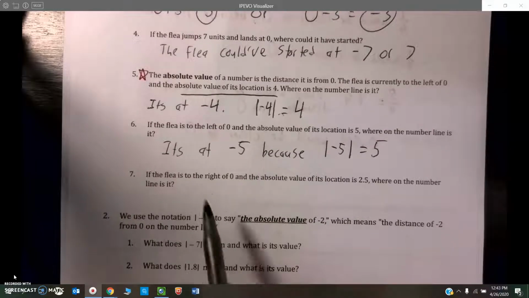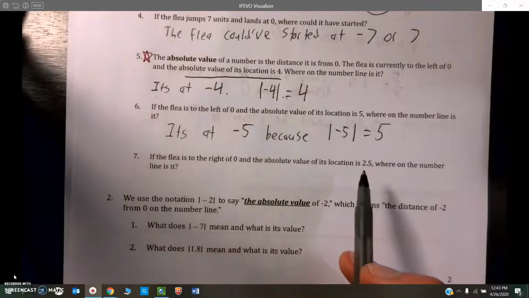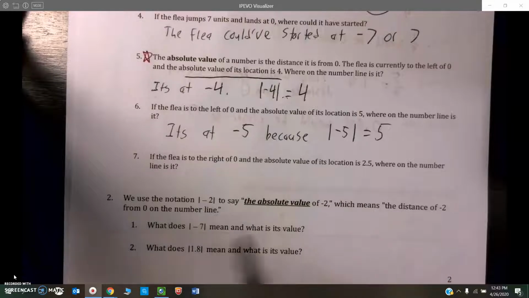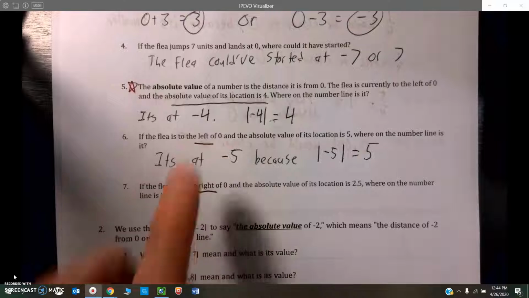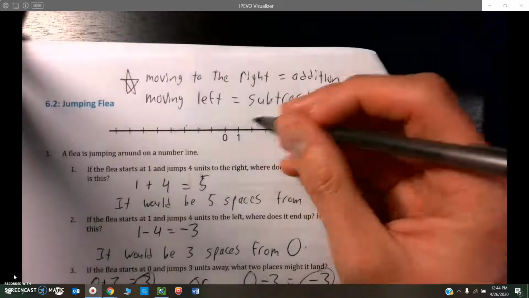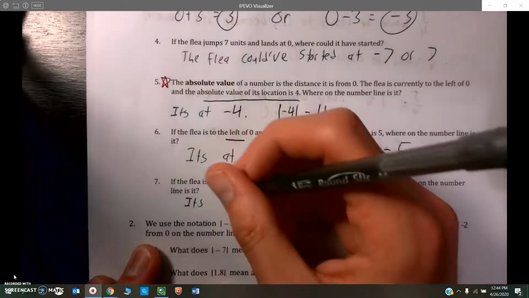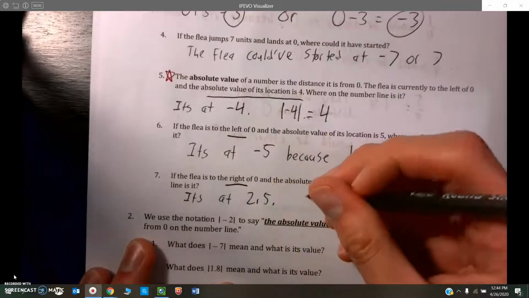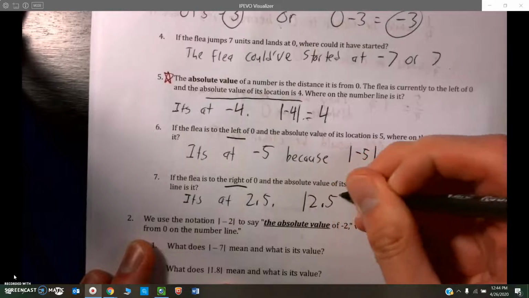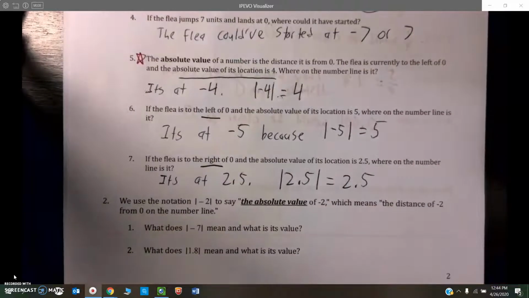Is 5 units away. If the flea is to the right of 0 and the absolute value of its location is 2 5/10, where on the number line is it? So it's to the right, and just like before, they were to the left. So now, to the right, that means positive. And if it's to the right of 0, 2.5 units, then it's at 2.5 on the number line. And the absolute value of 2.5, or 2 5/10, is 2 5/10.